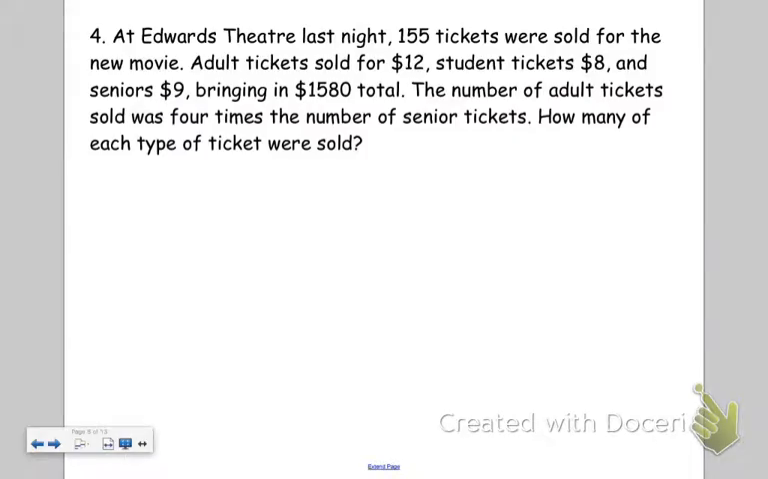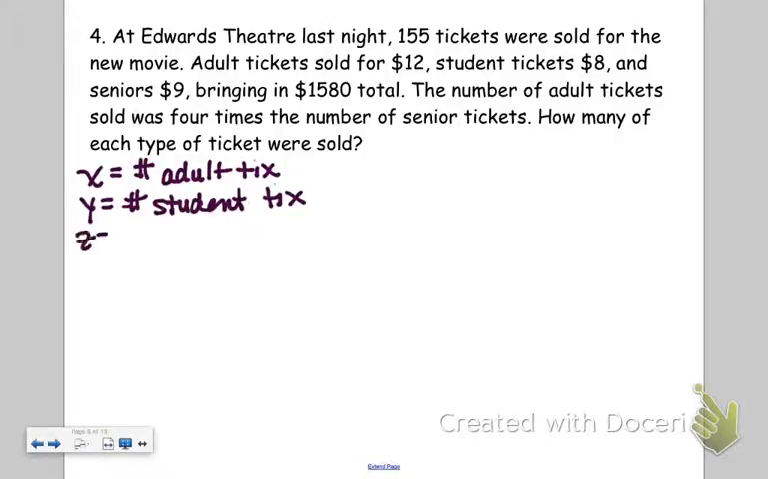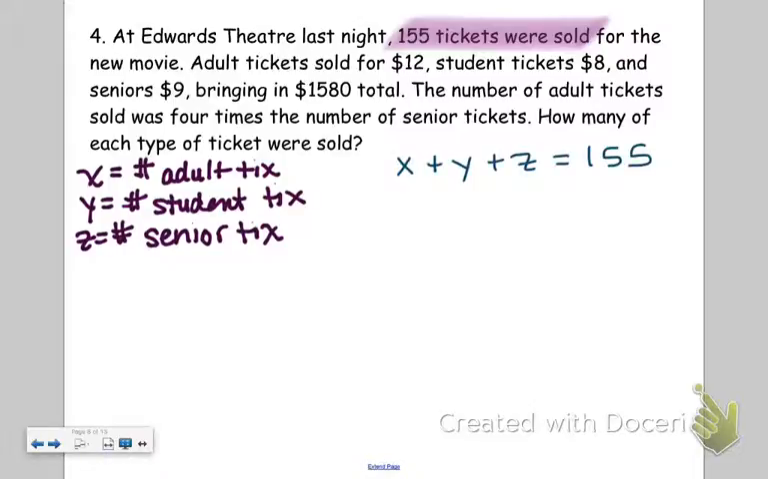Last one that we needed to write equations for is very similar to number 2. We're looking at tickets, revenue, sales. So how many of each type of ticket were sold? Well, we've got adult tickets, we've got student tickets, and we've got senior tickets. So again, I wrote the number sign because I'm not talking about ticket price, I'm talking about the amount sold. So if we look at the first piece of information, it says that 155 tickets were sold total. There's our first equation. Add up all the adult, senior, student tickets, and we will get 155.